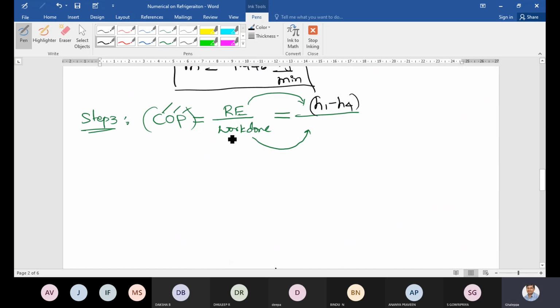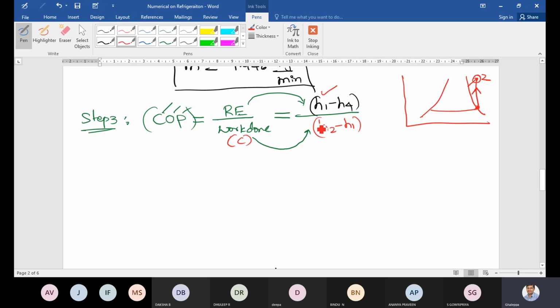Work done is related to which component? Compressor, evaporator, or condenser? 1 to 2 is work done, it is related to the compressor. So here which enthalpy is more? H2 is more. So write H2 minus H1. Remember this formula: H2 minus H1 is for work done. Work done is related to the compressor. Work done on the compressor is H2 minus H1.